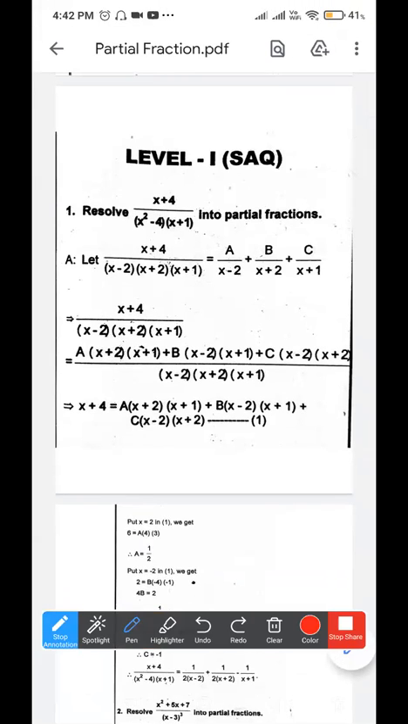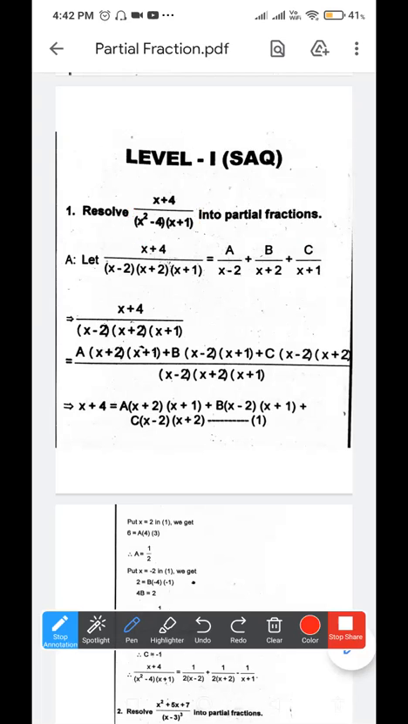So first let's take here. Resolve (x + 4) / ((x² - 4)(x + 1)) into partial fractions. So they have given you this fraction and they want you to make it into partial fractions. So this is in which form?